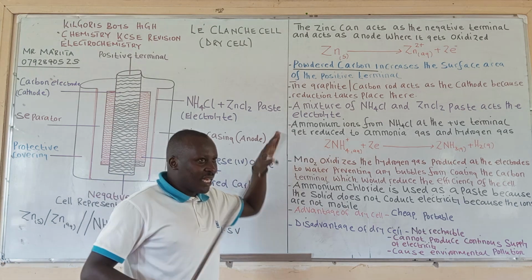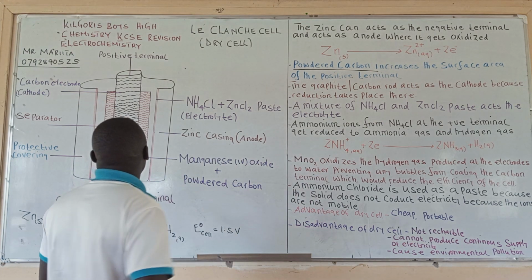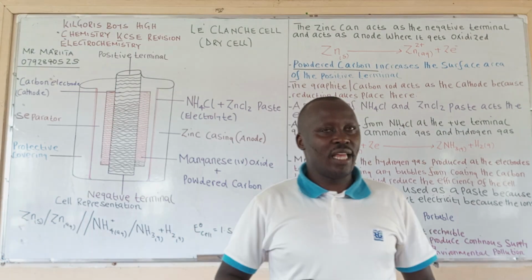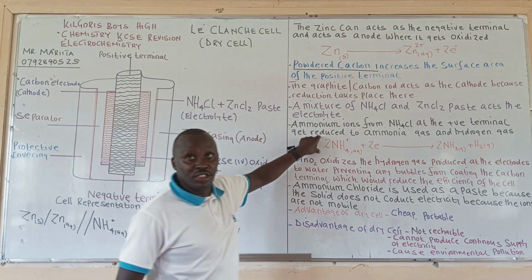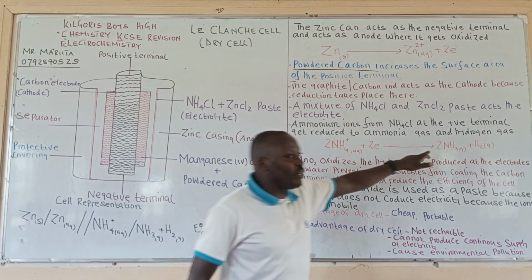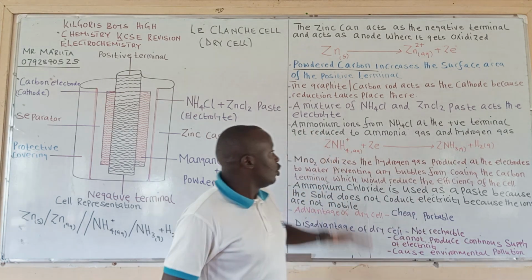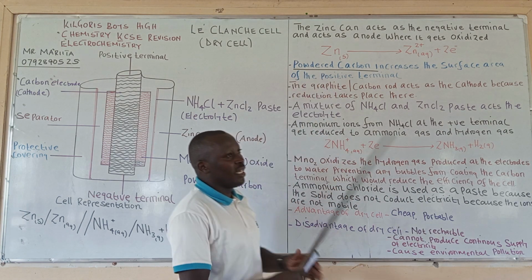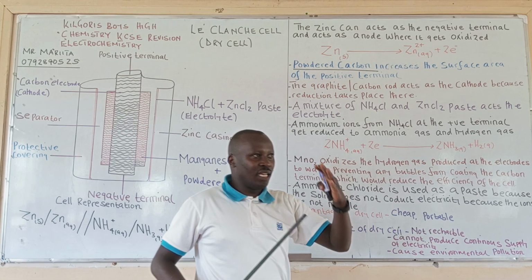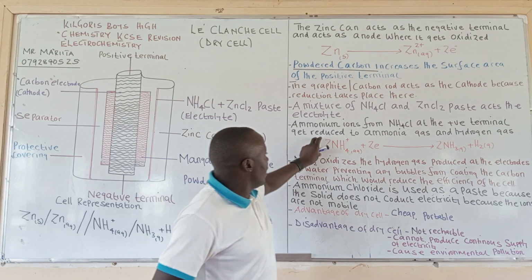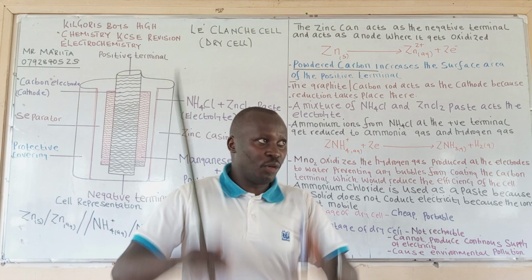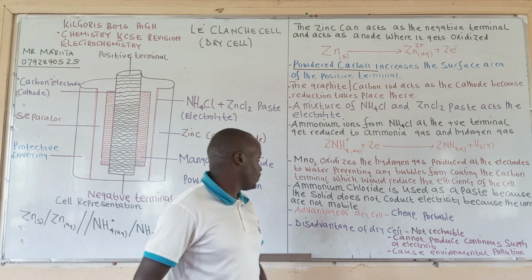Then now here at the cathode, a reduction takes place, where the ammonium ions gain electrons and therefore are reduced to ammonia gas and hydrogen gas. So at the anode, the zinc metal is being oxidized because zinc is losing electrons. At the cathode, in this case, ammonia gas and hydrogen gas are produced because there is a reduction.